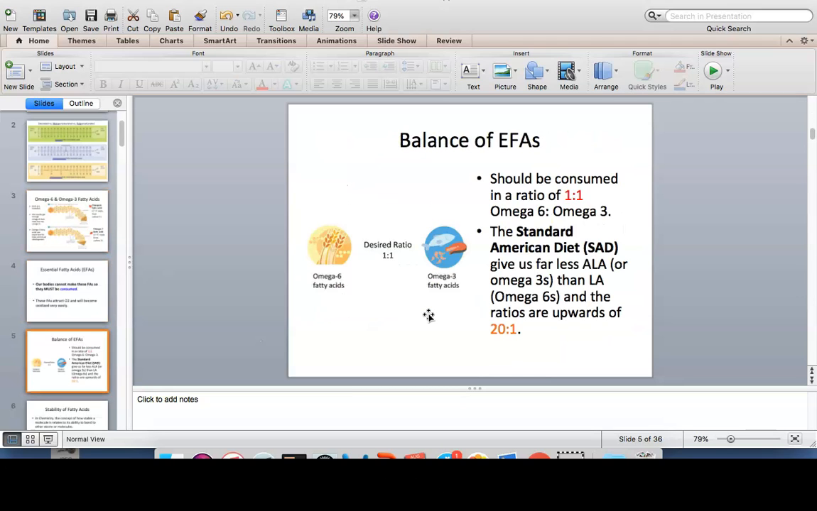All right, so what we want to make sure when we're talking about essential fatty acids is that we have a balance of omega-6 fatty acids to omega-3 fatty acids. Our desired ratio is 1 to 1, but what we find is that most people who eat what they call a standard American diet, SAD for short, have far less of the omega-3s, of the ALA, and far more of the omega-6s, because corn, for instance, is high in omega-6s, so a lot of us eat a lot of things that have corn in them.